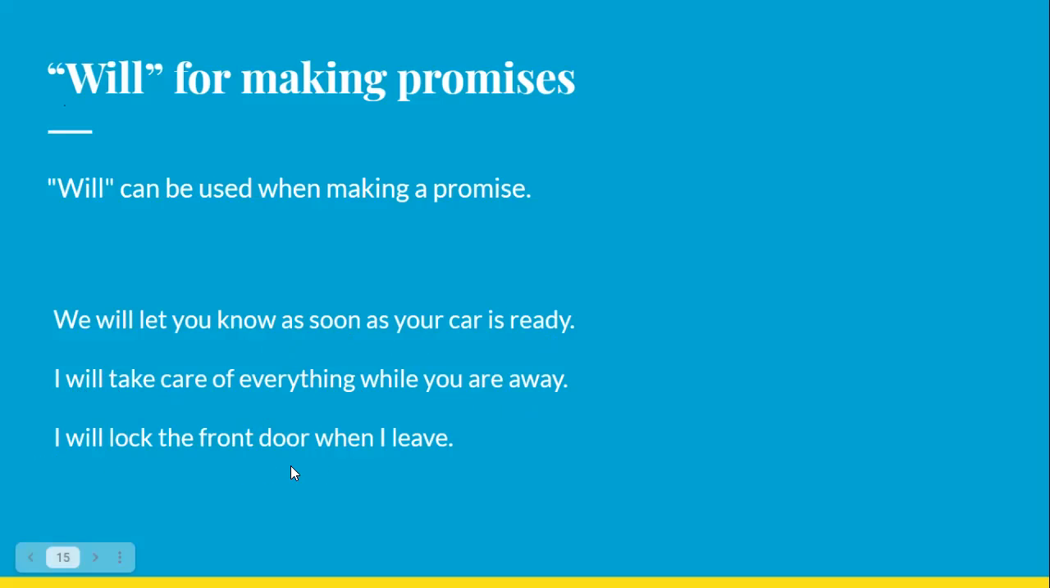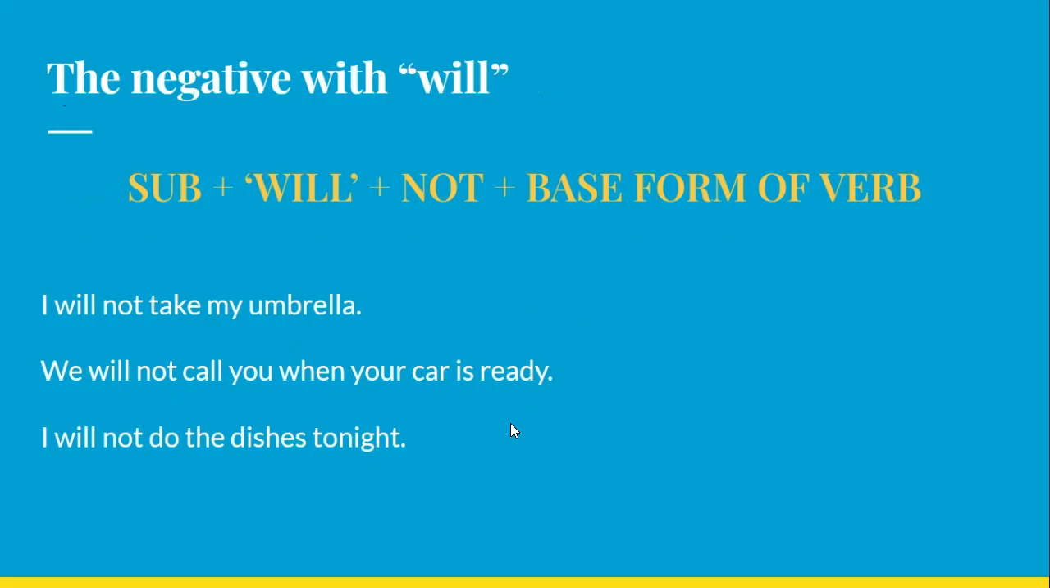I will lock the front door when I leave. So these are all promises. The negative with will is very easy. Subject plus will plus base form of the verb plus the rest of the sentence. That is the positive form, right?